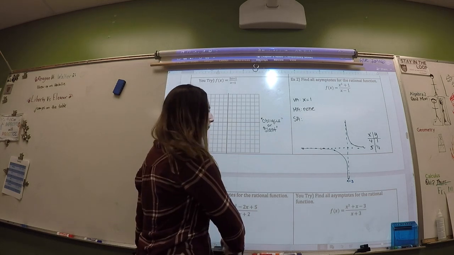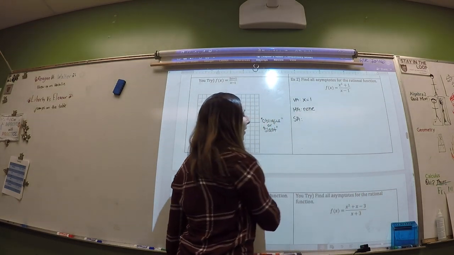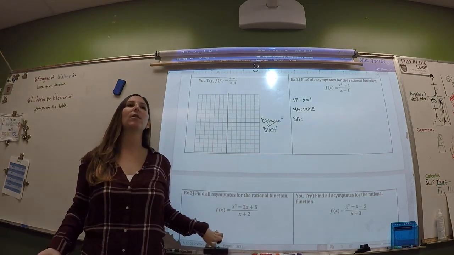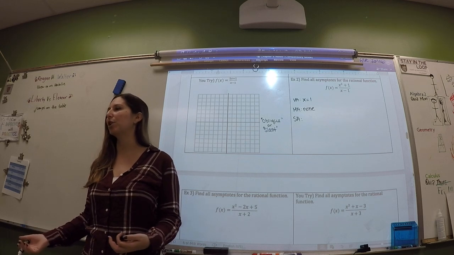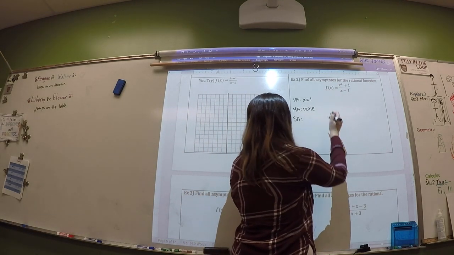So, to find it, we have to do long division. But it's not even all of long division. It's kind of like mini long division, because you don't really have to finish it. So what you do is you take the numerator.